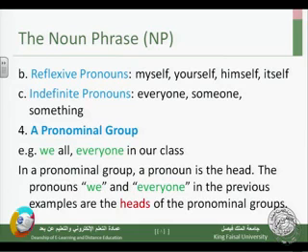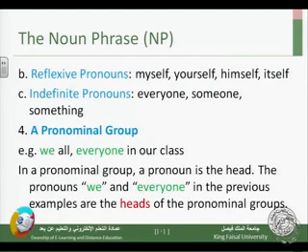The next type of pronouns is indefinite pronouns. Indefinite pronouns like everyone, someone, and something. These do not refer to a person or a thing in particular. They refer to everyone, anyone, so any person or anything that the speaker is talking about. So not something specific. They are indefinite. So everyone, someone, and something are some examples of indefinite pronouns.